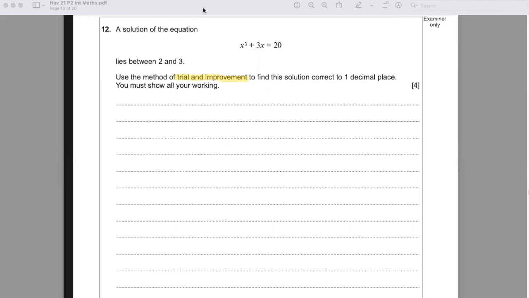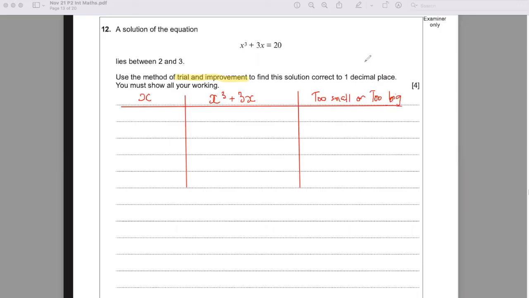So with this question, there are always 4 marks. The way to do it is always draw a table with three columns. The first one you always write down x, which is your solution. Second one, just write down your equation. Just write down the left hand side only, which is x to the power of 3 plus 3x, to see what that is going to be equal to. And then write down too small or too big, and I will explain what it means here.